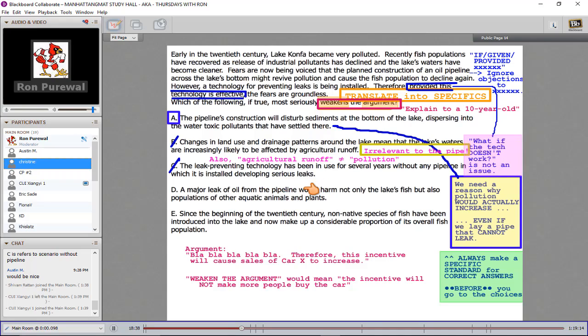D has the same problem. D is about leaks out of the pipeline, which, provided the technology is effective, means if it doesn't leak, then blah blah blah. So C and D are both irrelevant for the same reason. C and D are both about whether the technology will work, not the point. Again, imagine if you had a conversation about, if I had $1 billion, here's what I would do.